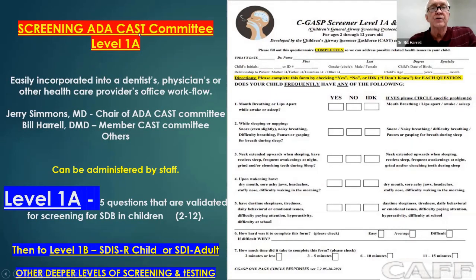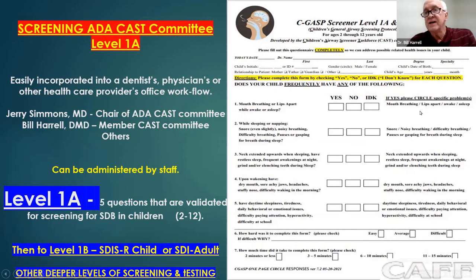This is the ADA's Children's Airway Screener Taskforce screener. Here are the questions. Does your child mouth breathe or have lips apart while awake or asleep? While sleeping or napping, do they snore, have noisy breathing, difficulty breathing, pausing or gasping for breath, neck extended, weird sleeping postures? Do they have dry mouth or headache when they wake up? And then, we don't call it ADHD, we just say, do they have tiredness, behavioral, emotional issues? So basically any yes answer elicits more information.